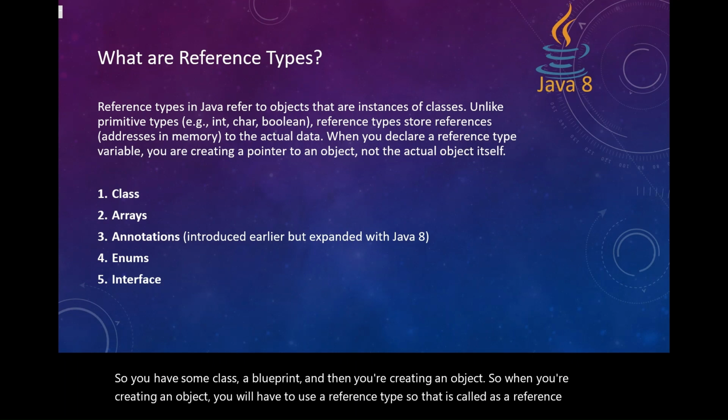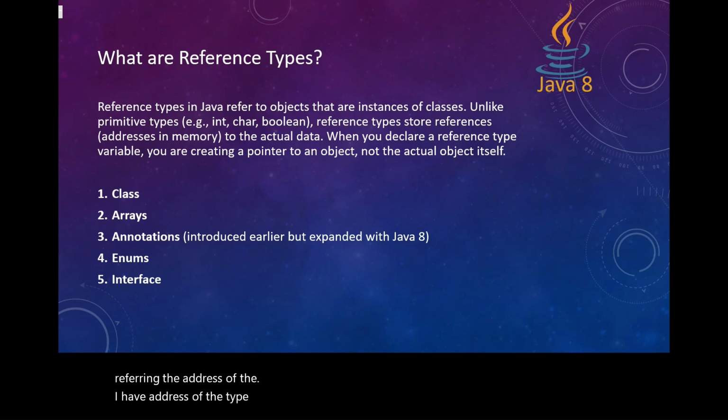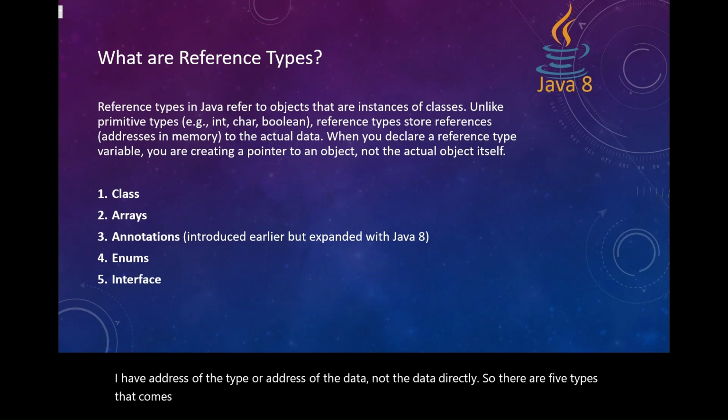This is the overall idea: for a data type to qualify as a reference type, it should refer to the address of the type or the address of the data, not the data directly. There are five types that come under reference type: one is class, second is arrays, third is annotation, and fourth and fifth are enumeration and interface.